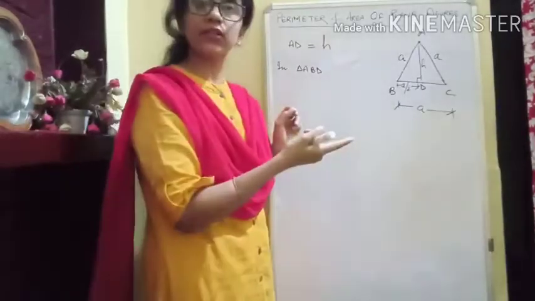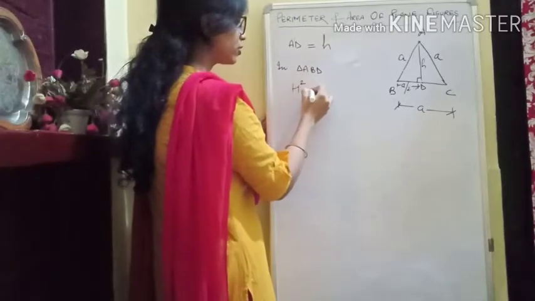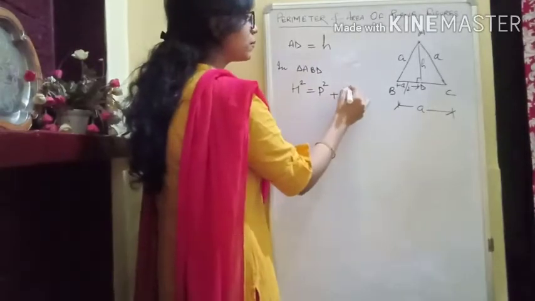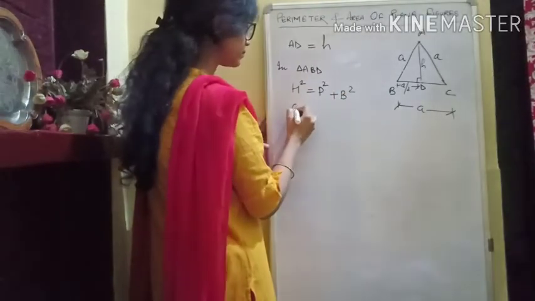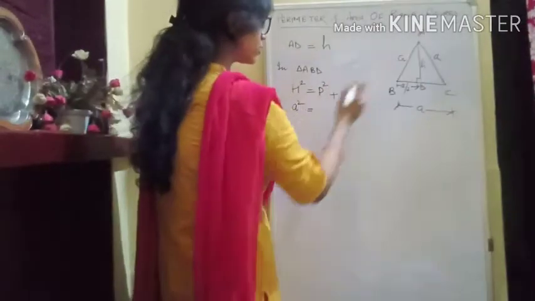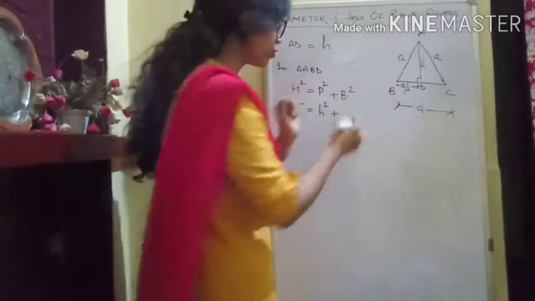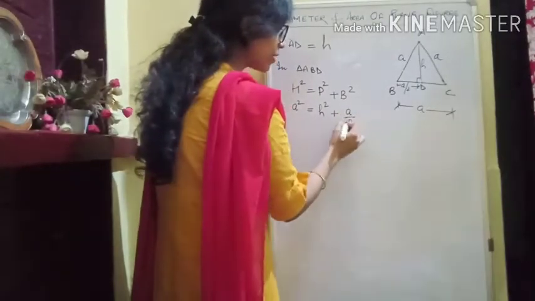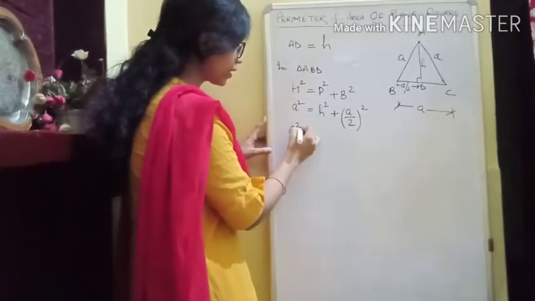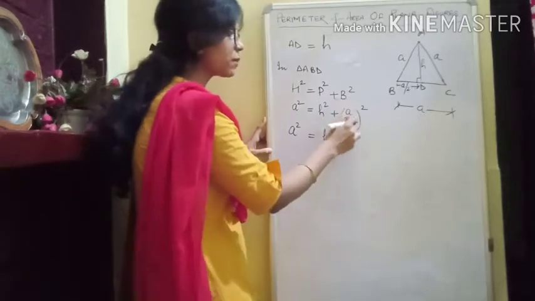So we can apply Pythagoras and we can calculate h. In triangle ABD, we are applying Pythagoras, that is hypotenuse square equals perpendicular square plus base square. Your hypotenuse is a, and when you do the square, it will be a square. Perpendicular is your h, so h square, plus base. Base is your a by 2, so it will be a by 2 and then the square of it. Correct? Now you see, it is a square equals h square plus a by 2 square.